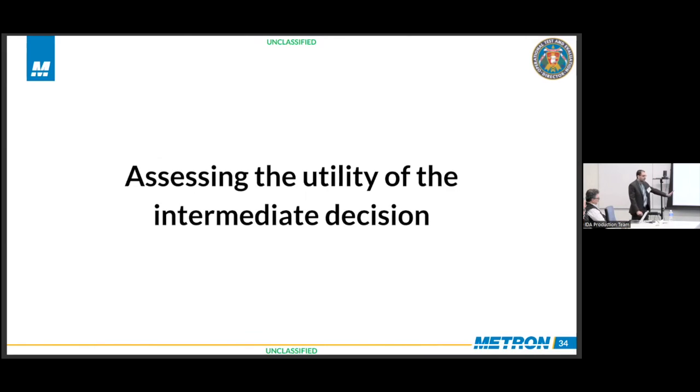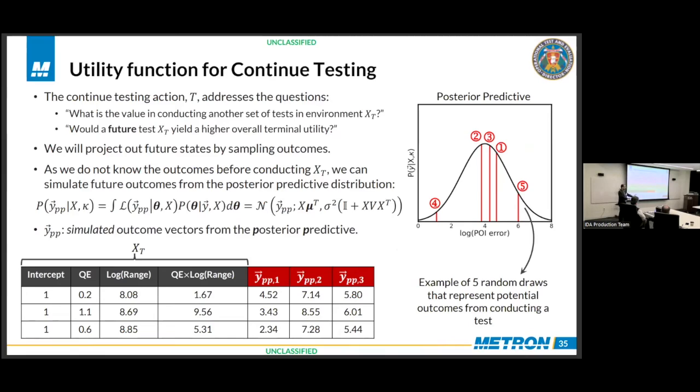Lastly, the last action in this case is the testing utility. So we need to define our preference and the utility. This is a little different because we're trying to address the question of some future outcome that we don't know about. So we can phrase a question of what is the value of conducting another set of tests, an environment, and some tests that I want to conduct, x sub t, right? Another way of evaluating this continued testing action is, would a future test that I want to conduct yield a higher overall terminal utility?